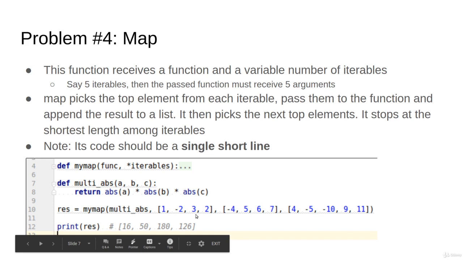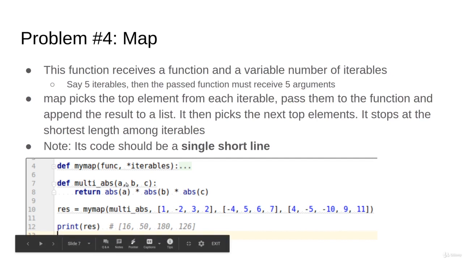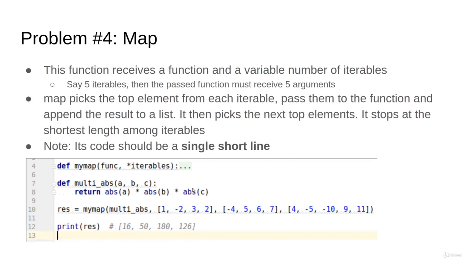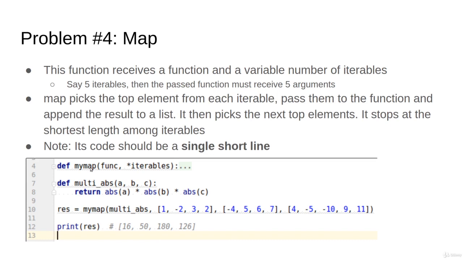Then one of the lists is done. This is a bigger list, but both of them are done. So we stop at this moment. So the minimum length of a list here is 4. We return only 4 elements. That's all. So the map function receives a bunch of iterables, takes from each one of them an element, sends it to the function, takes the result, and puts it in the list. And that's all. The map function that we will develop should be developed in a single short line.